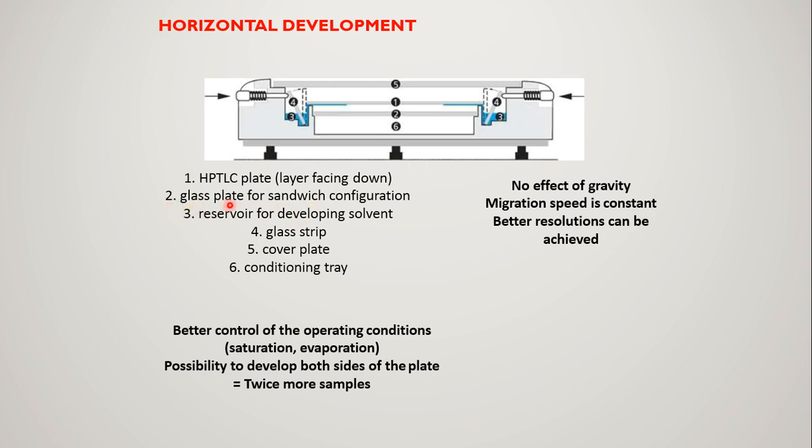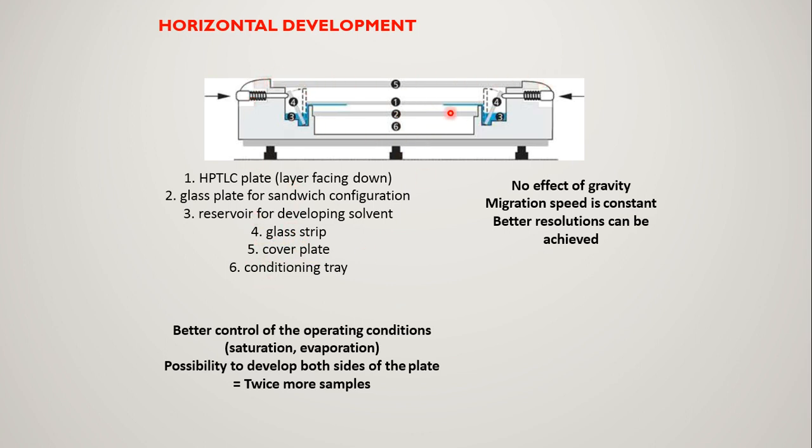Now the second point is the glass plate for sandwich configuration. This second slide is also put below that first one. So it provides a type of sandwich model where the stationary phase is in between these two glass plates. Now the third is the reservoir of development solvent, which is a reservoir of that organic volatile solvent. Fourth is the glass strip. Fifth is the cover plate, which covers this whole assembly.